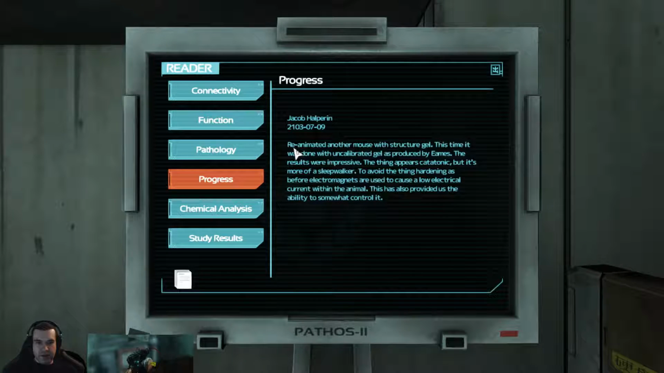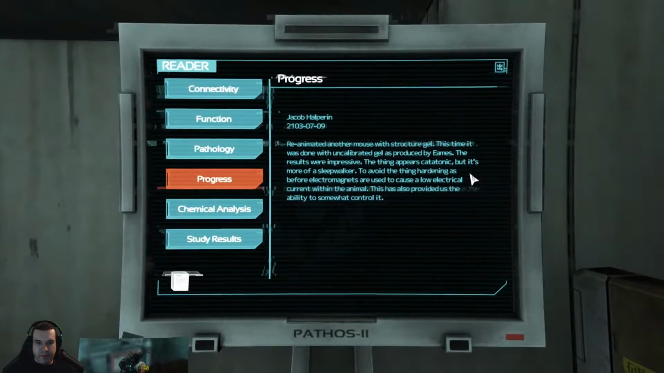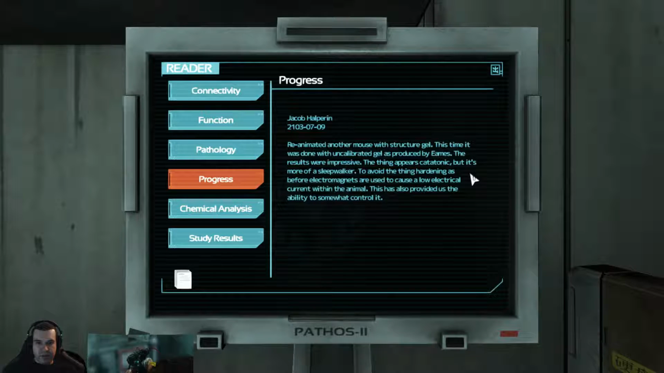Jacob Halpern, 7-9. Reanimated another mouse with structure gel. This time it was done with uncalibrated gel as produced by Ames. Results were impressive. The thing appears catatonic, but it's more of a sleepwalker. To avoid the thing hardening as before, electromagnets are used to cause a low electrical current within the animal. This has also provided us the ability to somewhat control it.